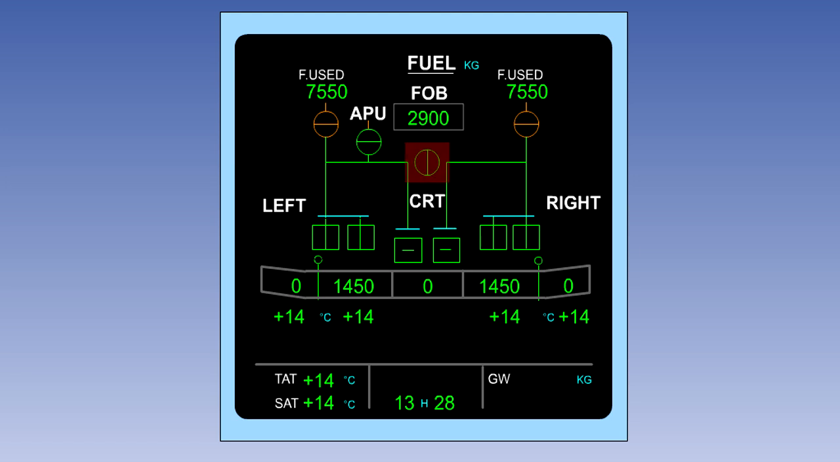The cross-feed valve indication is in line when the valve is open and cross-line when it is closed. The engine and auxiliary power unit shutoff valve indications operate in a similar manner. The fuel used by each engine since startup is displayed here. And finally, there is a readout of the total fuel on board here.